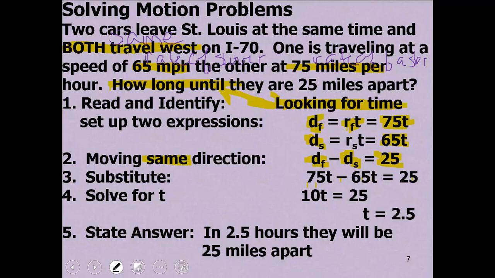Okay? So then you just take 10t and divide both sides by 10. And you get t is equal to 2.5. So when you state your answer, you say in 2.5 hours, they will be 25 miles apart. All right?